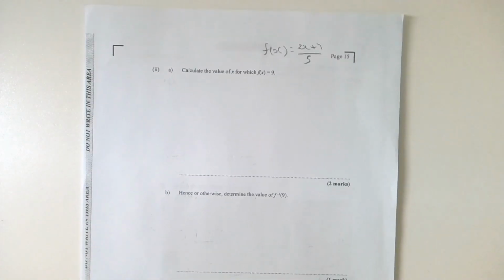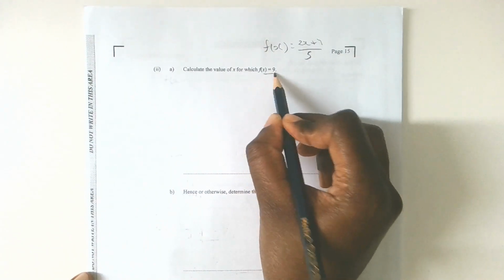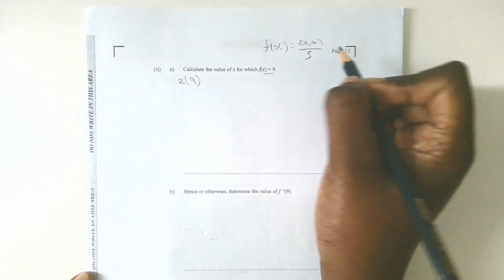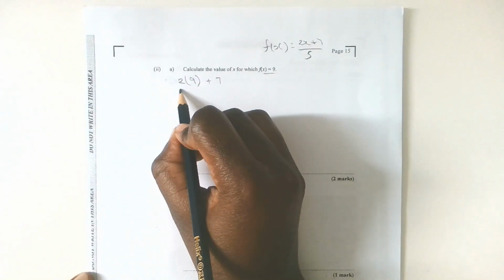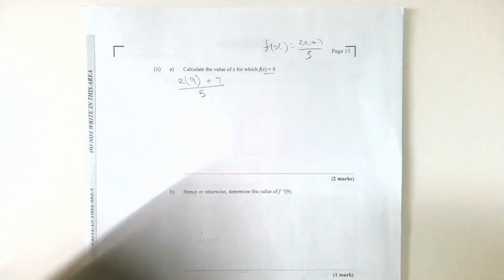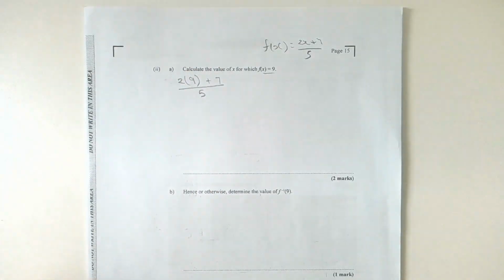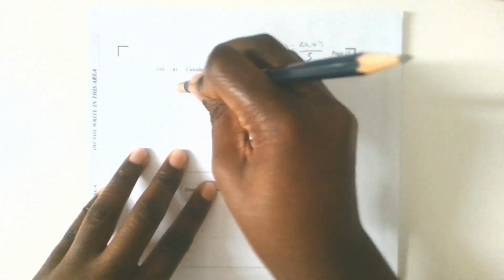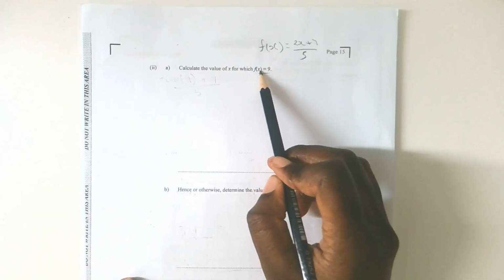Good. So we need to find for when x is 9. So 2, 9 plus 7 divided by 5. That is equal, oops, sorry, I misread that. It says calculate the value of x for which f of x is equal to 9.